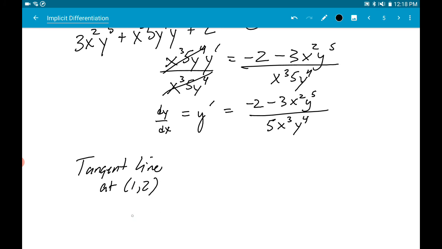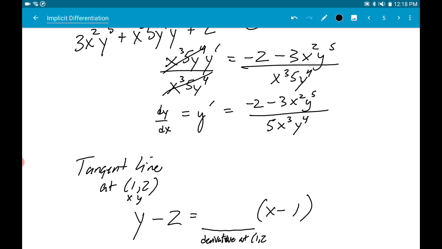So my big picture here is my answer is going to be y minus 2, because remember this is x and this is y, equals the derivative, the slope at that point, and then times x minus 1. So I need to find dy dx at this point using my dy dx equation.